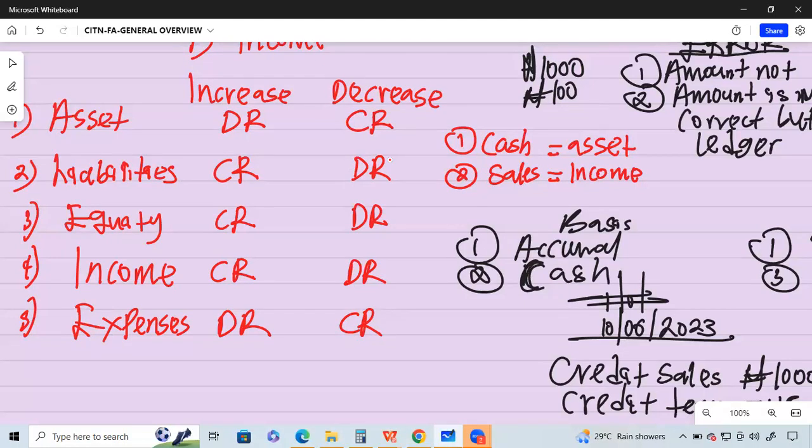So let's continue. Your cash is increasing by 1,000 naira.